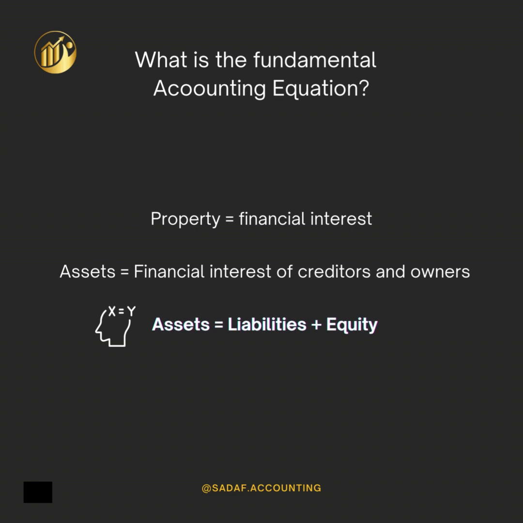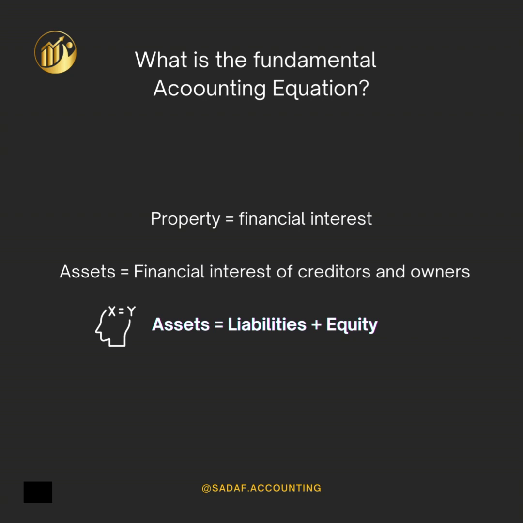So we will break it down into 3 pieces. First, property equals financial interest. Second, property can be looked at as assets. So assets equals the financial interest of creditors and owners. Finally, we will get the fundamental accounting equation. This is important. And the last one: assets equals liability plus equity.